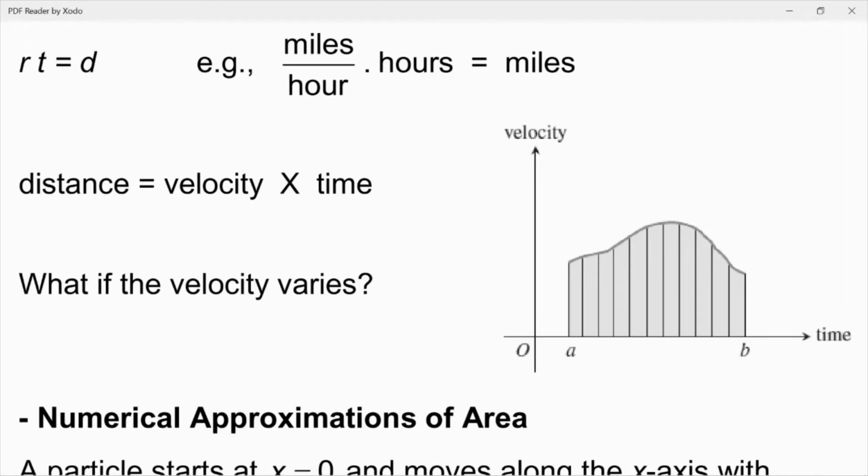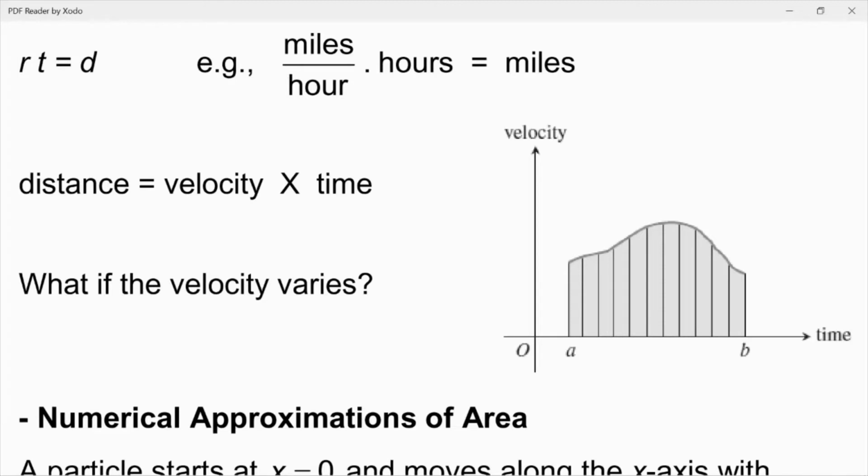Well, if you were to think about that graphically, what you would have on your velocity graph would just be a horizontal line. And then if I were to multiply by the amount of time that was traveled, what I would really be looking at on the velocity graph would be the area of a rectangle.